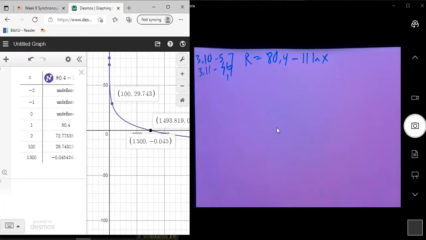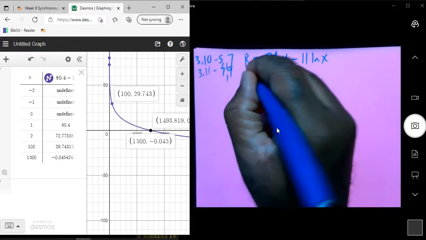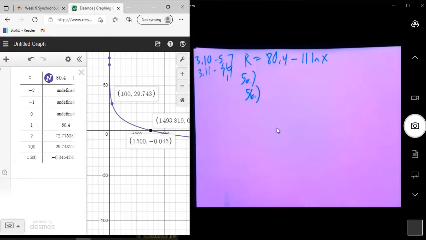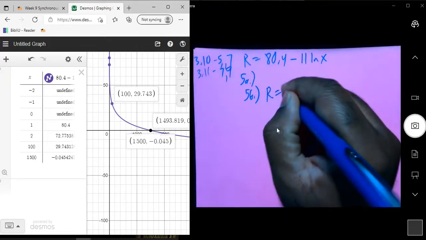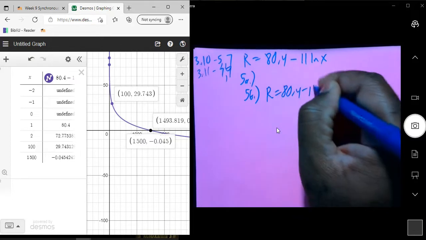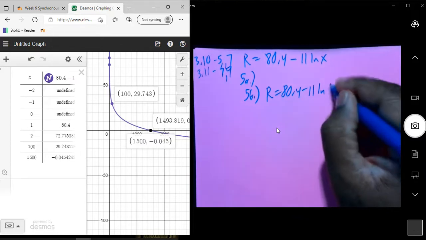Okay, now that took care of 5A, basically using the Desmos graph. Now we do 5B. It says determine the required ventilation rate if the airspace per child is 300 cubic feet. Now our X value is what the cubic feet is. So all we would have to do is take this formula and substitute in 300 for X.